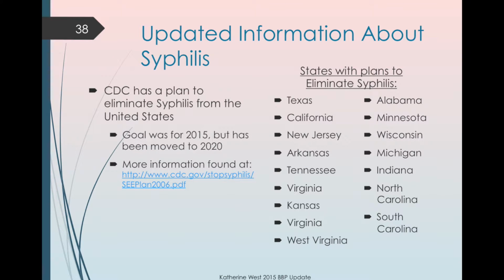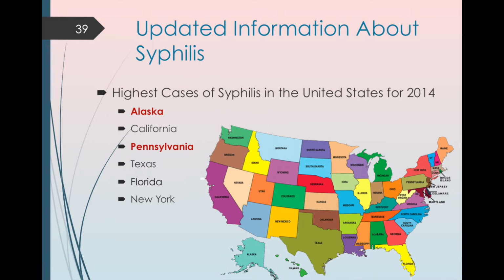Some more updated information on syphilis. The CDC had a plan in place to remove syphilis from the United States by 2015. But that has not occurred, so they have pushed that back to 2020. I also gave you a link here if you'd like additional information on their goals and their plan to eradicate that. There are some states that do have plans in place to eliminate syphilis. They are listed here. South Carolina is one of them.